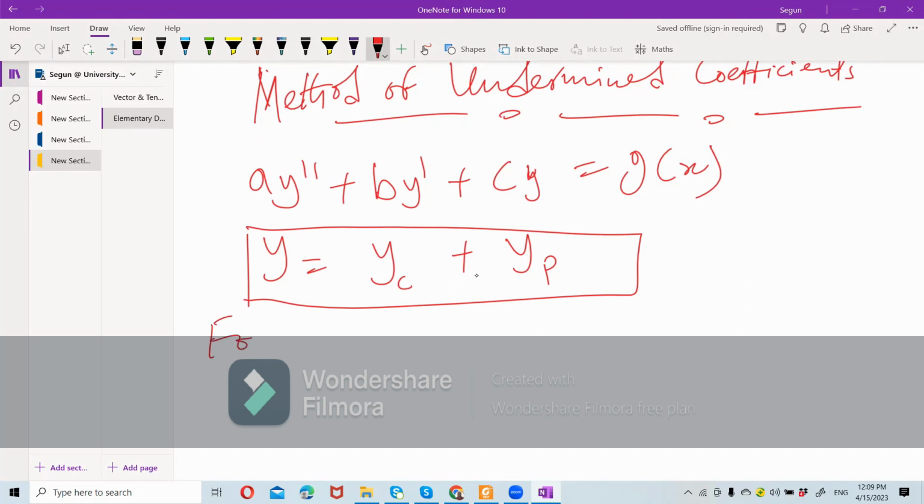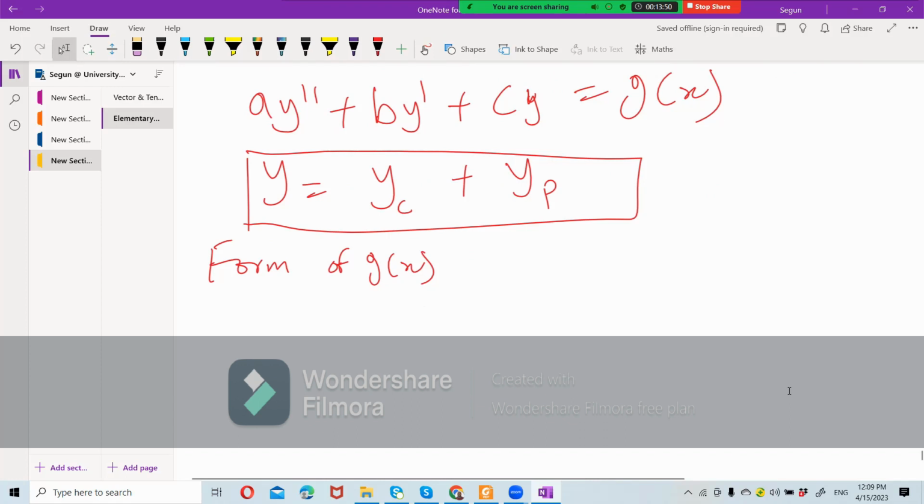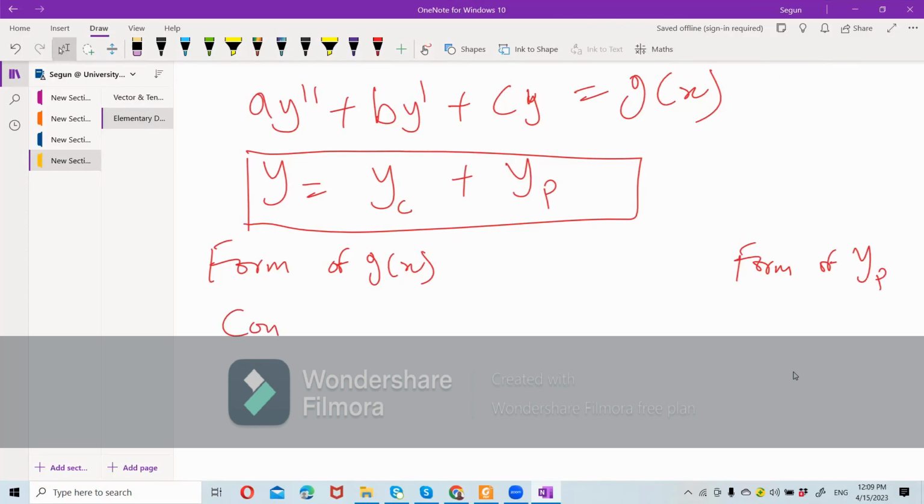But we have different forms of g of x. Then when you have a form of g of x, it leads to a form of yp, particular. So when your g of x is constant, and I have a constant g of x, my yp will be what? A.